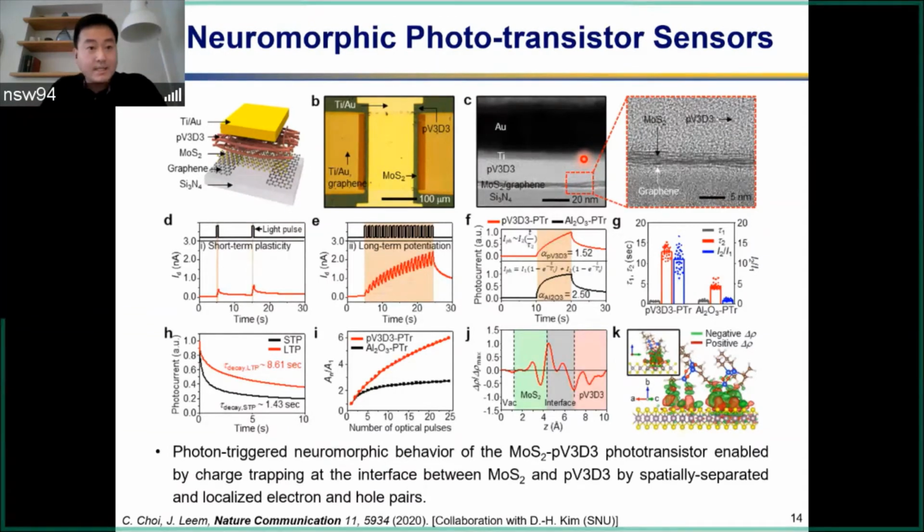So let me explain why that's the case and what we learned there. We tested, basically in panel D and E, the features I explained early. So short-term plasticity, this is pretty simple. You expose light to your channel. You look at decay, and you can study the decay time and things like that.